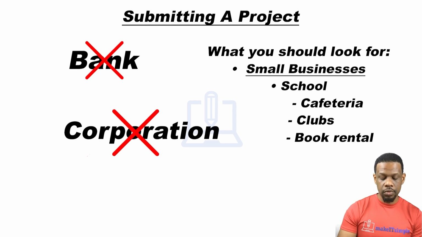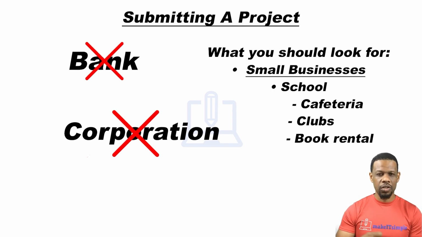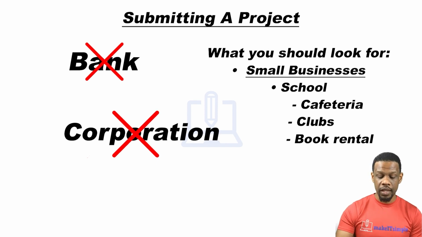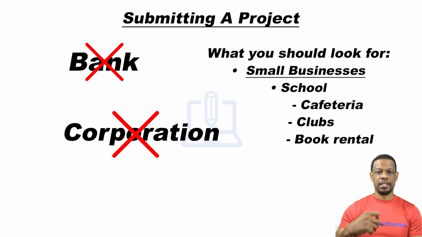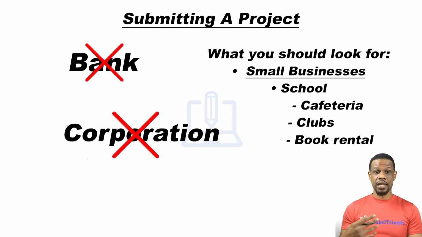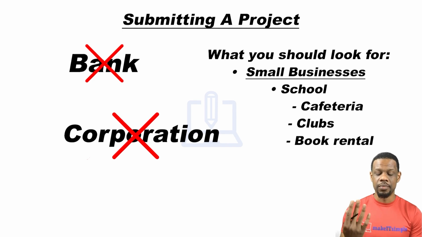So school would be like the cafeteria, the clubs. You probably want to check like book rental. All those different things, you want to find places where you could actually get the information. If you know somebody with a small business, like your aunt, your uncle, a parent, or you yourself probably run another small business and you want to use that as your IA, that's okay. Just remember, you need to be able to get relevant data from it to be able to answer it.